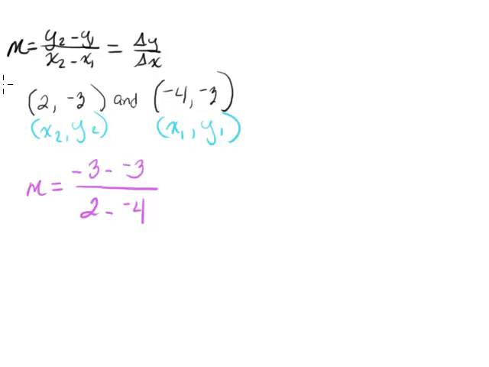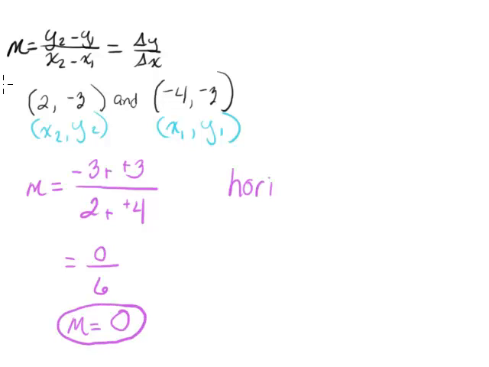Well, here, negative 3 minus negative 3, that is 0. But in case you're having trouble seeing that, you can use same change, and you get negative 3 plus 3. And then 2 minus negative 4 is 6. Well, anytime you have 0 in the numerator and you're dividing by a non-zero number, your answer is 0. So this is a horizontal line. This is our horizontal line, and the equation of this line is actually y equals negative 3.